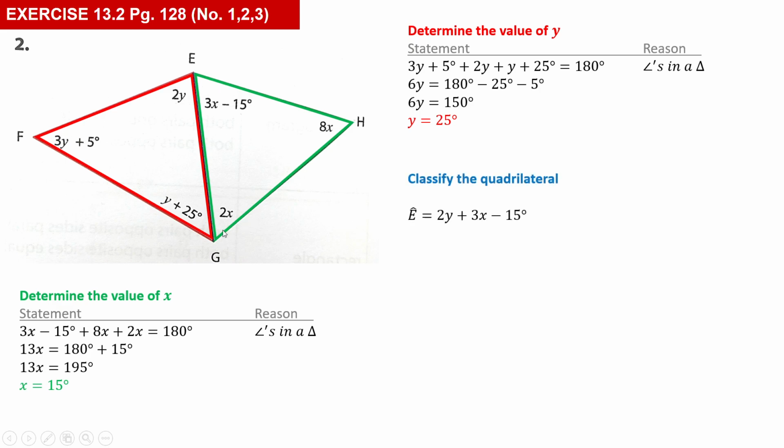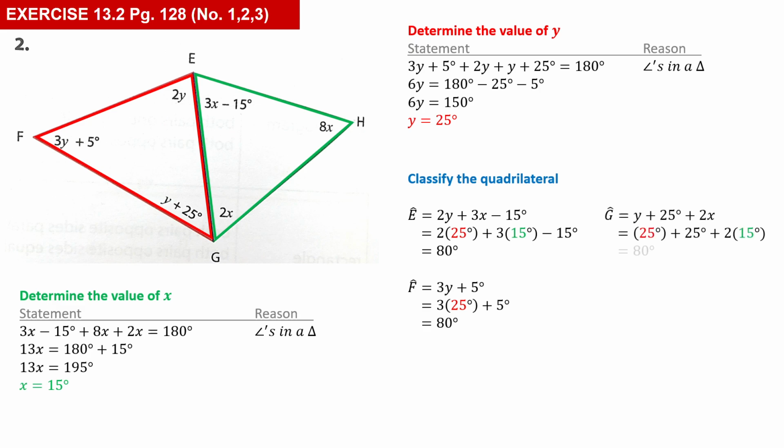So for E, this is the angle for E. It's this whole angle, 2y plus 3x minus 15. If I substitute the values that I found for x and y in there, I'm going to find that E is equal to 80. I'm going to do the same thing for F and substitute my y as 25. I'm going to find F is also equal to 80 degrees. For G, I do the same thing and I find it's also equal to 80 degrees. And then if I solve for H, I find that H is equal to 120.